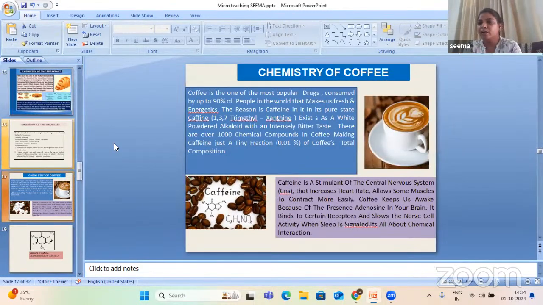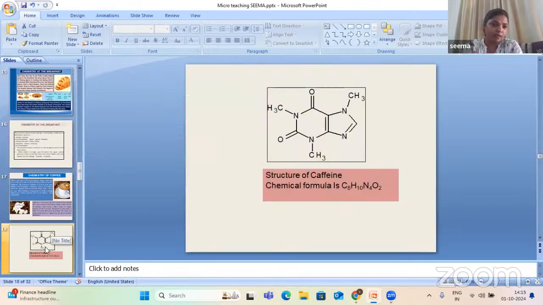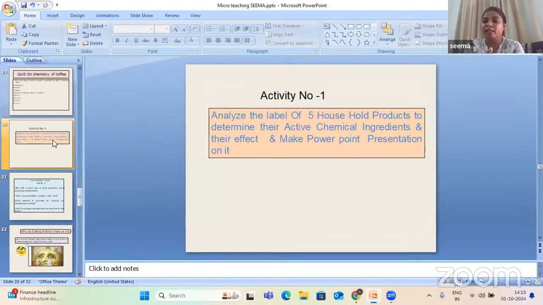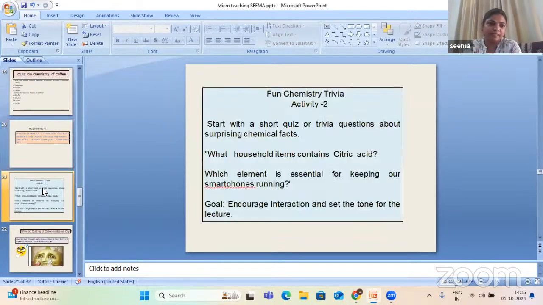Here I'm using the lock and key concept. For example, I explain that caffeine is a stimulant, where caffeine works as a key and the mind receptor as a lock. When they fit into each other, it awakens the mind of the student. Then I explain the molecular formula of caffeine, and I give some activity to develop analyzing ability, like analyzing the label of 5 household products to determine the chemical ingredients.